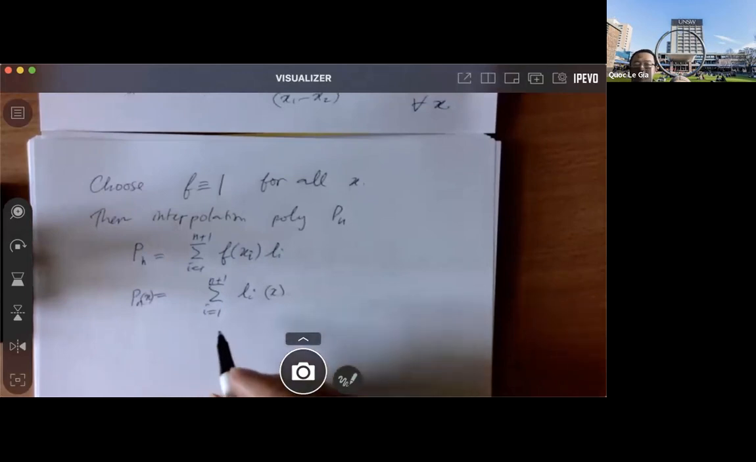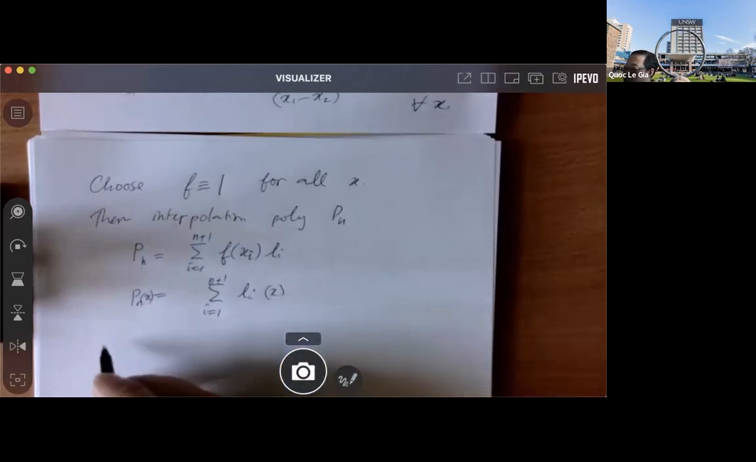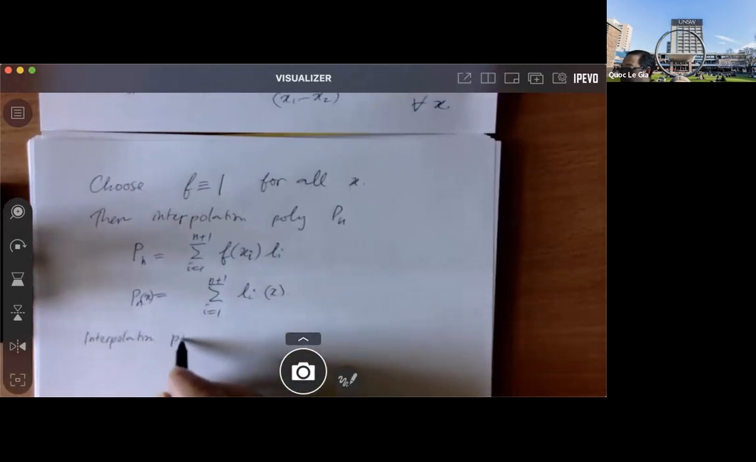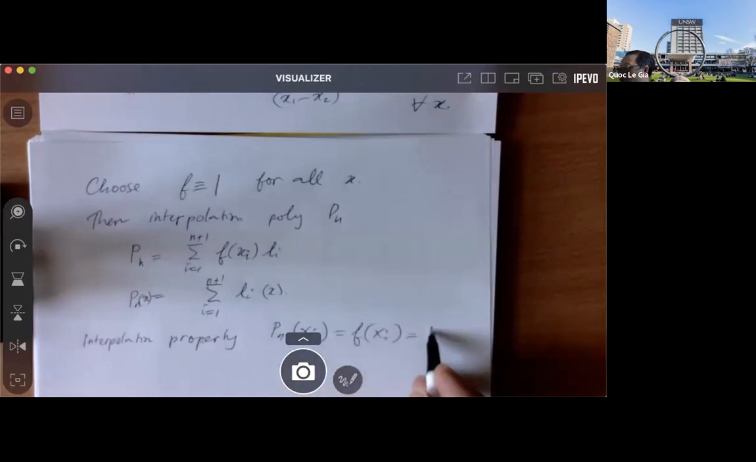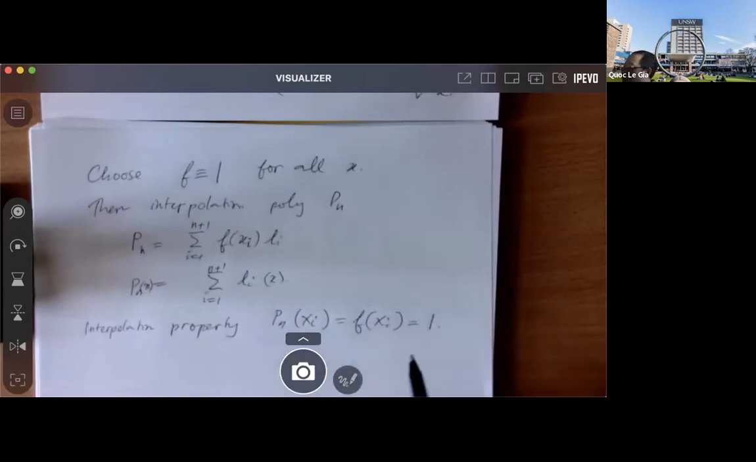Well, it's equal to 1. That's what we want to prove, right? So the interpolation property just gives you that Pn of xi equals f of xi equals 1. So it means that Pn equals 1 only on n plus 1 points. So how do you know that it's equal to 1 everywhere?